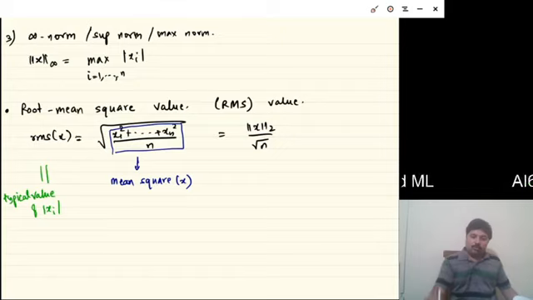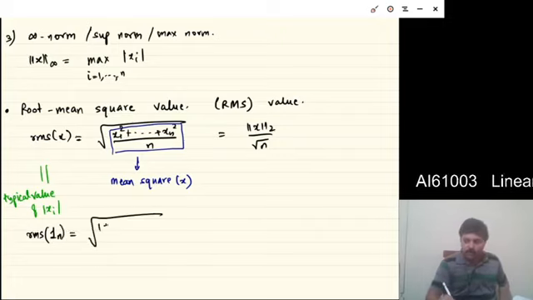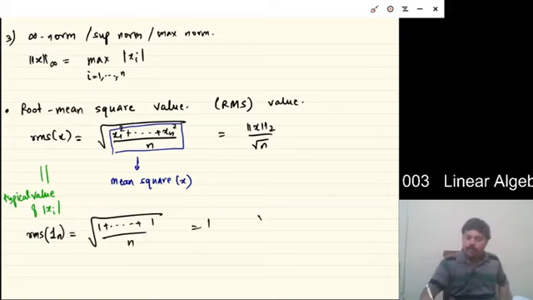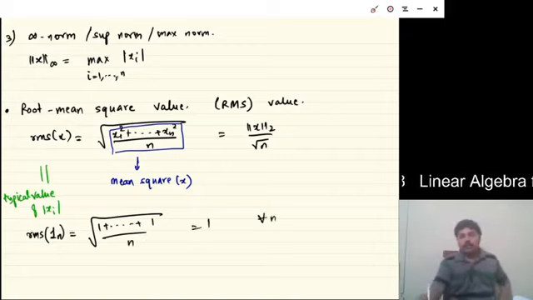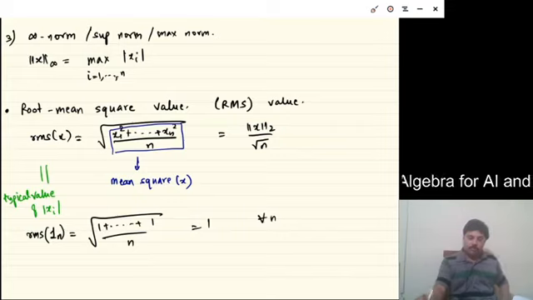And one thing that you note here is, consider this vector 1n. What is the RMS value of 1n? The RMS value of 1n is 1 plus 1 plus 1, n times, divided by n, which is equal to 1 for every n. So you take this one vector in any n dimensional space, the RMS value will always be equal to 1.